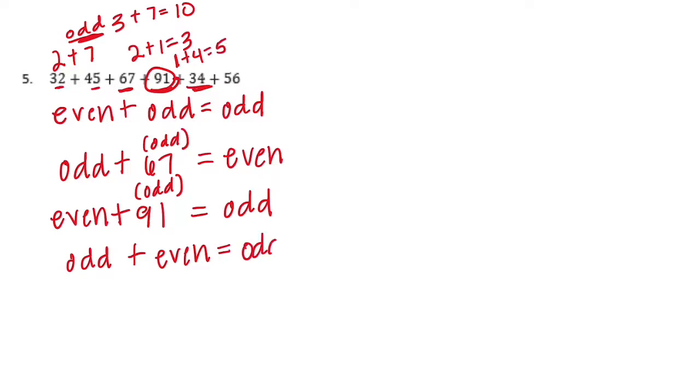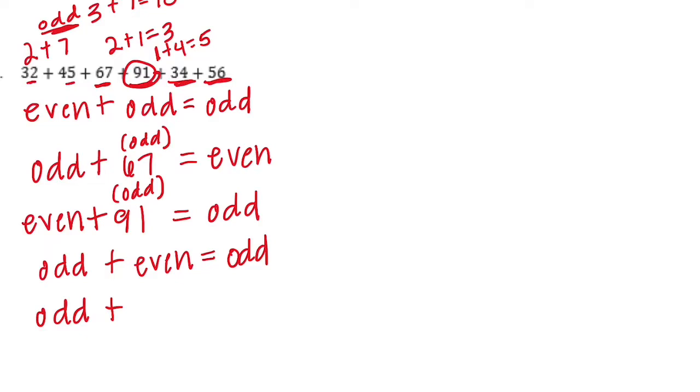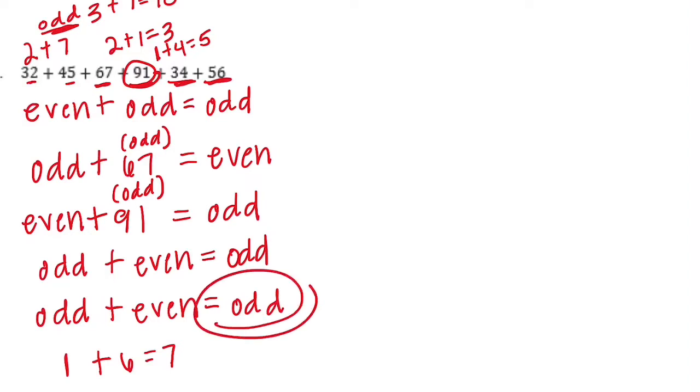So that is odd. And then our last one, so we have an odd number and we're adding it to 56, an even number. So an odd plus an even, let's say our odd number is 1 and our even number is 6, we get 7, which is an odd number. So our final answer is that this is going to be an odd number.